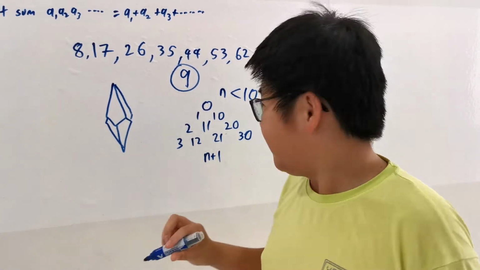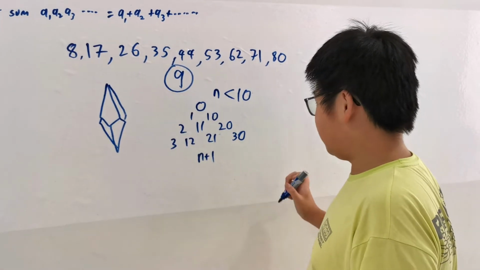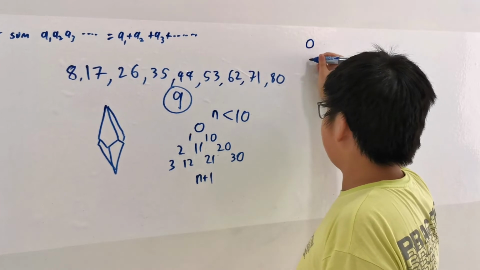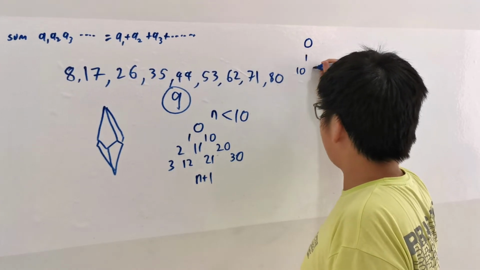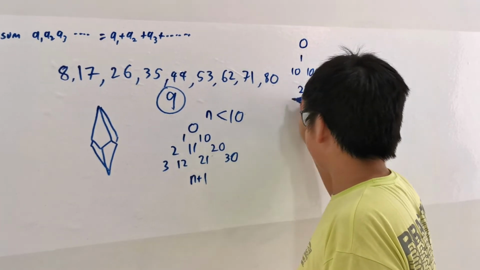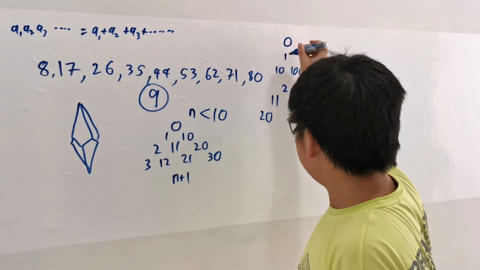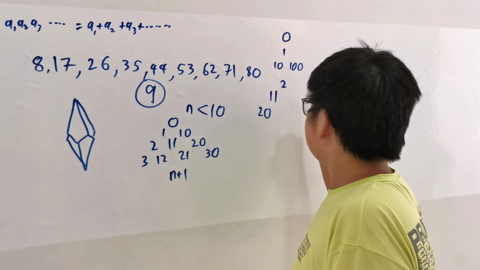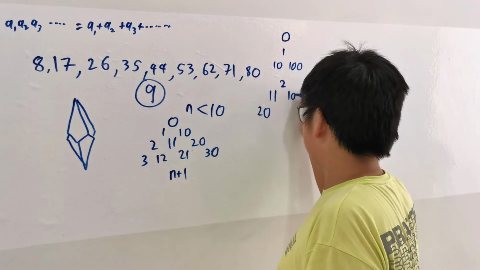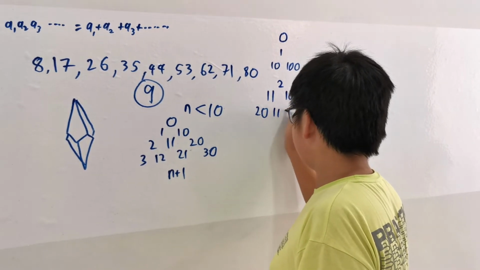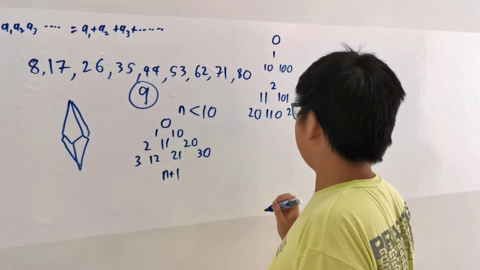Now, how about n less than 10? So let's write it out in the pyramid form. 0. Then for digit sum 1, we have 1, 10, 100. For digit sum 2, we have 2, 11, 20. Right here, you see, it goes on the triangle. Then 2, 101, 200. And then 110. So we have 6 numbers.